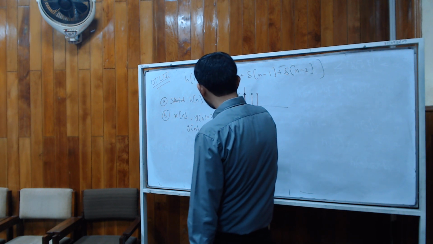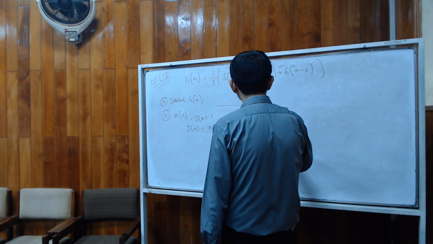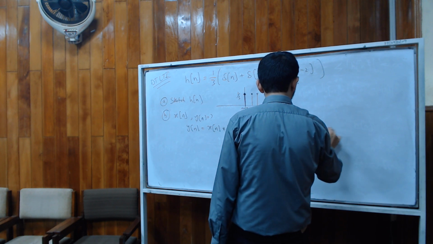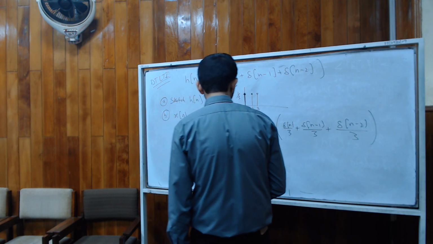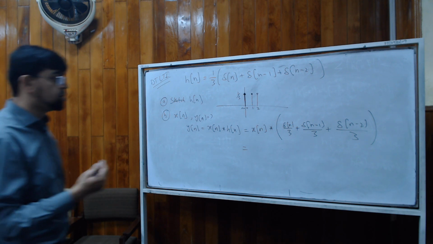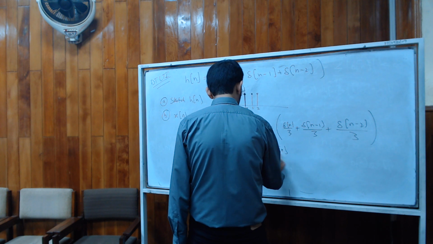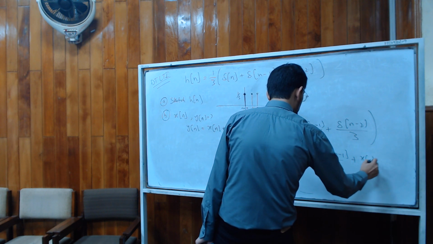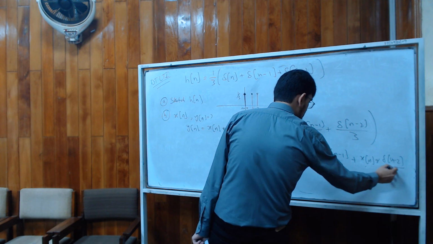Notice we know that convolution is distributive, so you could have x[n] convolved with (delta[n]/3 + delta[n-1]/3 + delta[n-2]/3). That is like saying it is x[n] convolved with delta[n]/3, plus x[n] convolved with delta[n-1]/3, plus x[n] convolved with delta[n-2]/3.